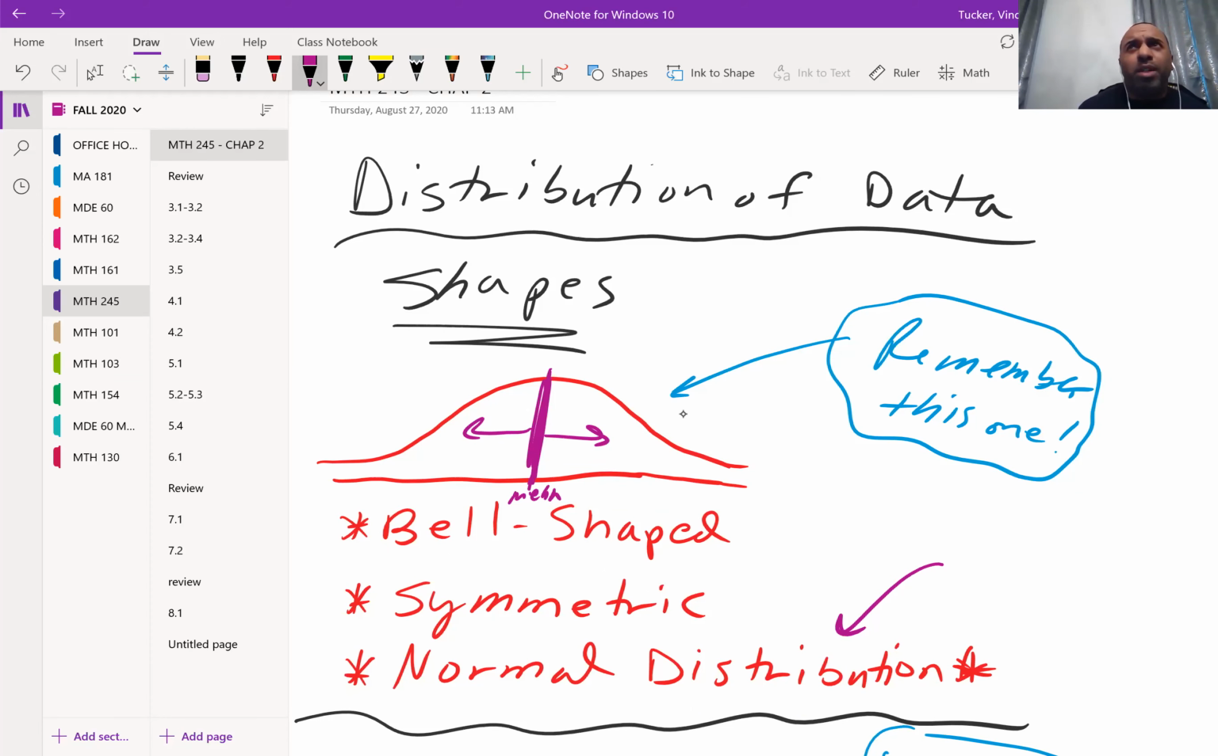I don't think they focus that much on it right now in this section, but as we progress forward, you will need to hold on to that idea because it will help us in the future. And that's why I put remember this one, because this is the one that's going to be used as we get into further chapters. So the bell-shaped curve is symmetric and it's considered our normal distribution. Notice the bulk of your data is in the middle, and then as you spread out, go to the right and left, in other words get greater or smaller, you know, it's less of your data.